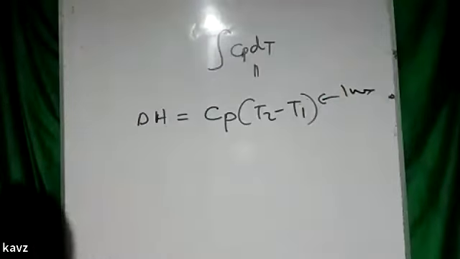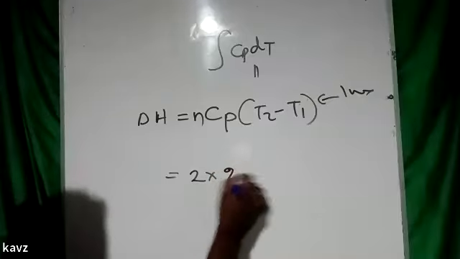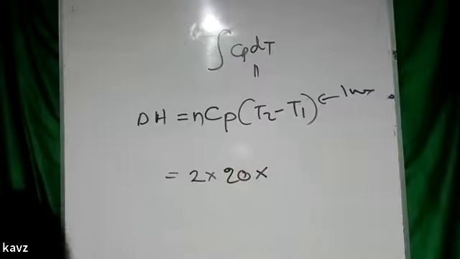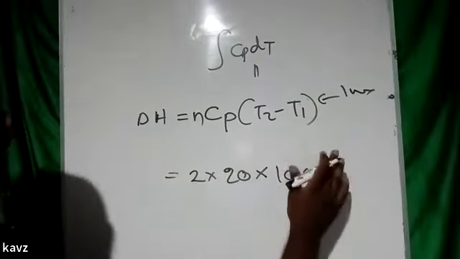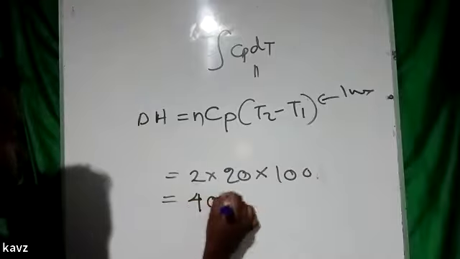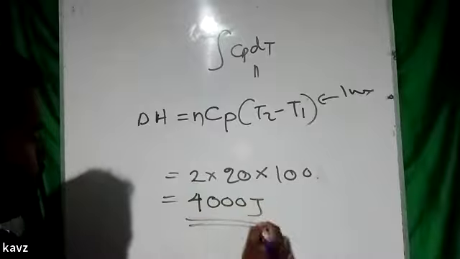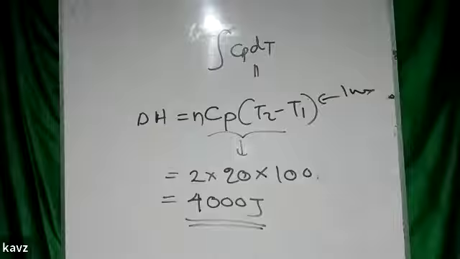So there are 2 moles, so you have to multiply by n. n means 2, and the Cp is 20, and the temperature difference is 100. So the answer is 4,000 joules. You can use this directly. If you have a doubt, if you have time, you can prove it by the integration.